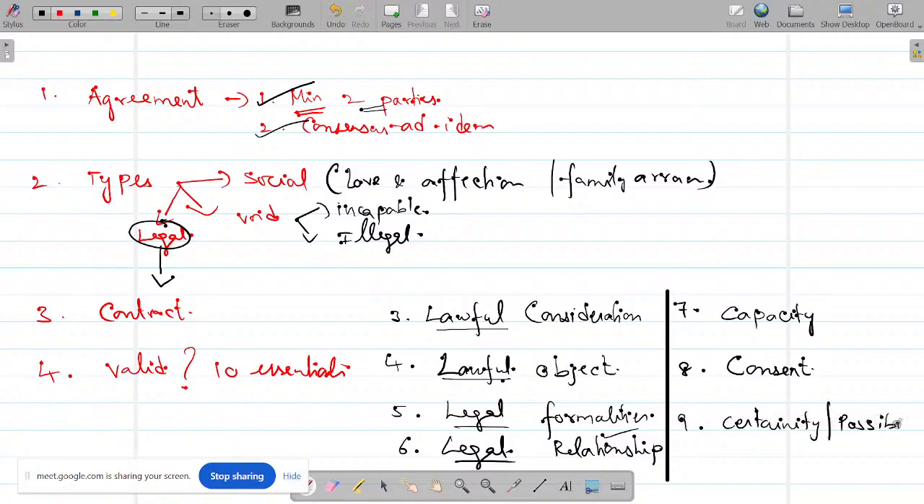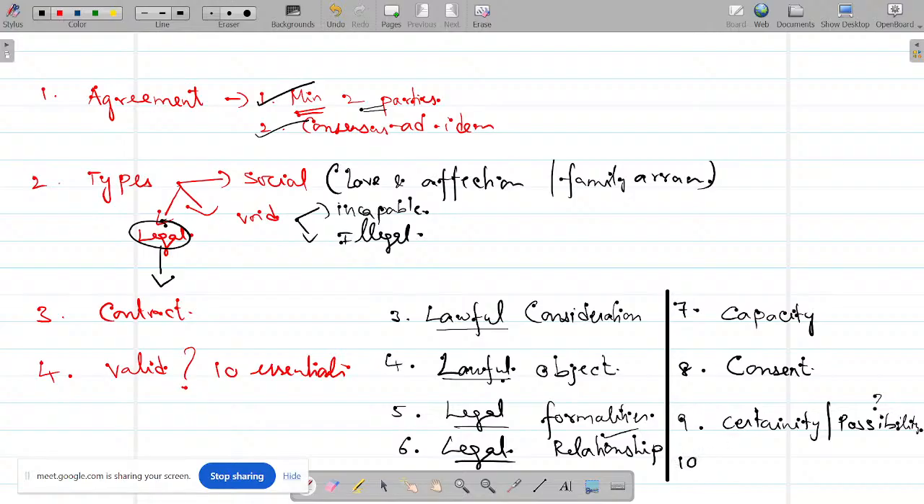Certainty means I'm not just going to buy 100 shares. I'm going to mention when it has to be delivered and how much amount I'm going to pay, whether I'm going to pay in installments or whatever it is. All the terms and conditions should be mentioned. And also you have to check whether it is possible to perform that action. Possibility means we'll talk about legal possibility and everything.